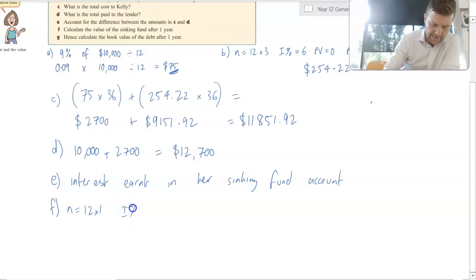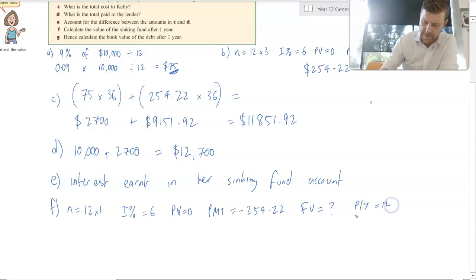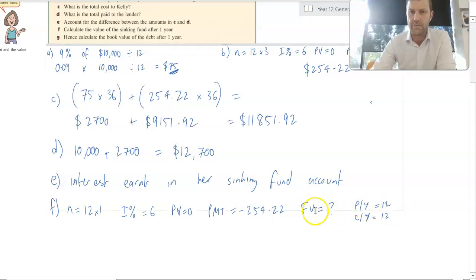The interest rate will remain the same at 6%. The present value, again, we assume she starts with nothing in there. PMT, we know now, is minus $254.22. We're going to put in that value. What will the future value be after 1 year if payments are made monthly and interest is compounded monthly? What would the value of the sinking fund be after 1 year?